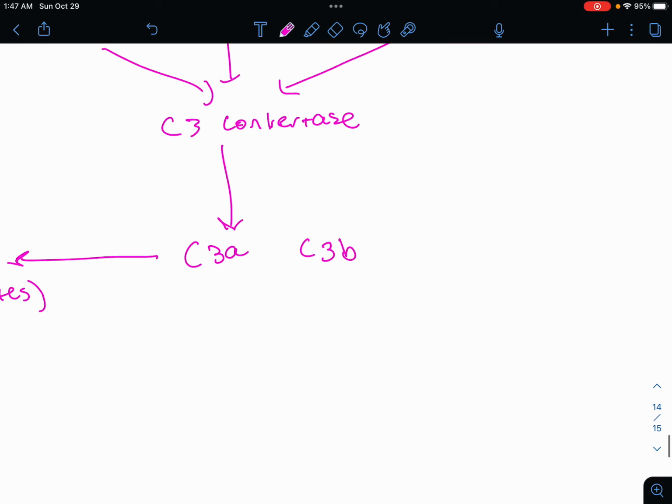However, with C3B, we could actually have a few other things happen. We could have opsonization, which is basically marking the foreign particle or foreign object to kind of function as an opsonin, and this is going to make the phagocytic cells really excited. They're going to really want to eat it. So this is kind of like add sauce for phagocytes.